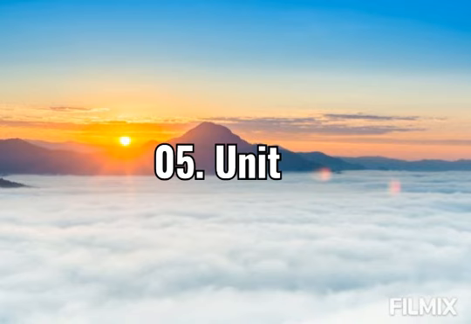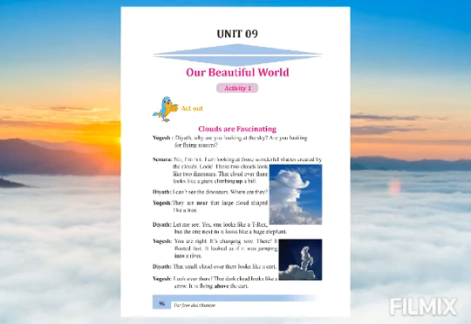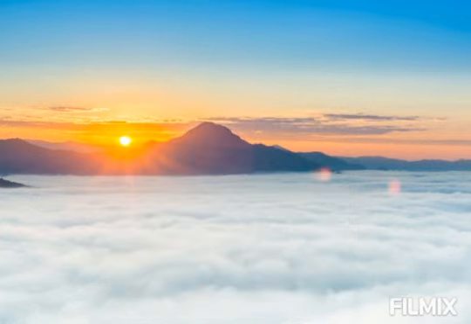Then number 5. We know every pupil's book contains units. And under units, we get different lessons related to the unit. For example, I'll take unit 9 of the grade 7 English pupil's book. It's Our Beautiful World. So you have to write the unit number and the name together in number 5 for unit, right?